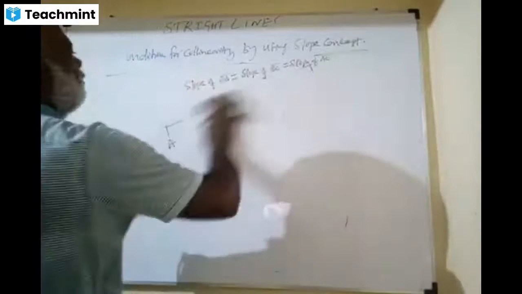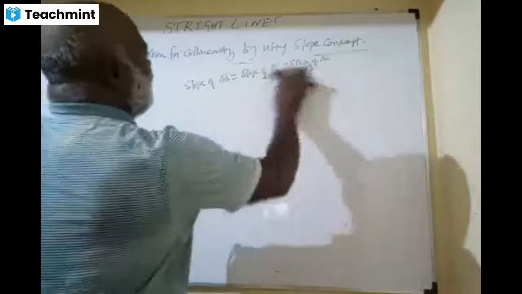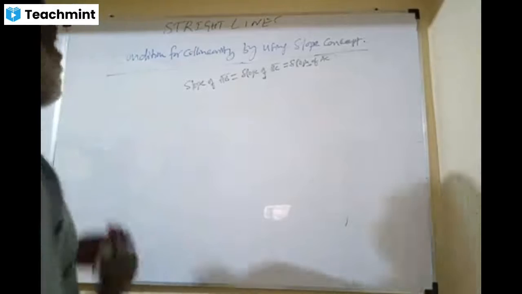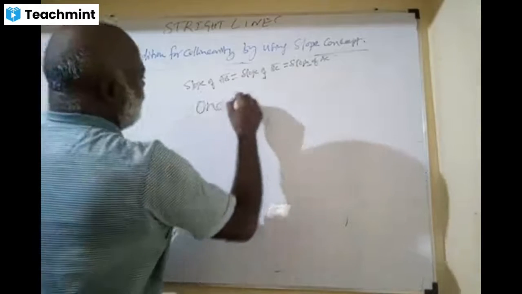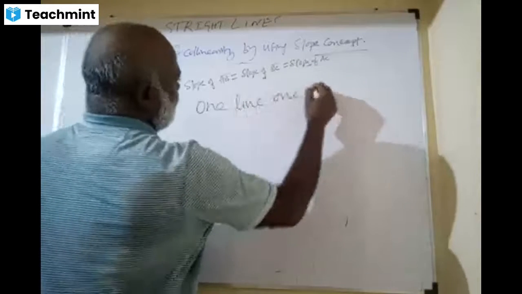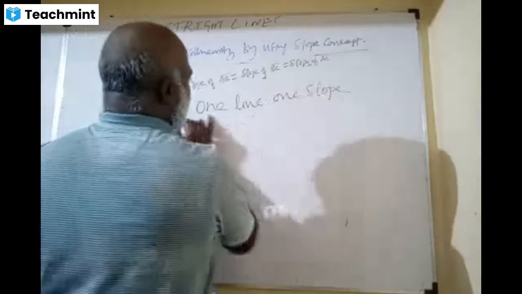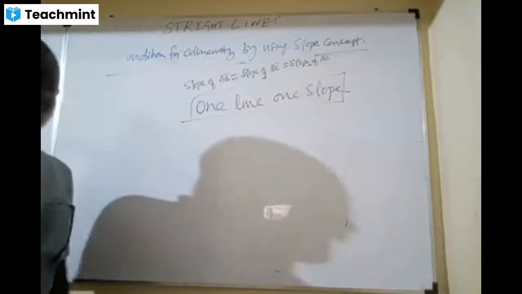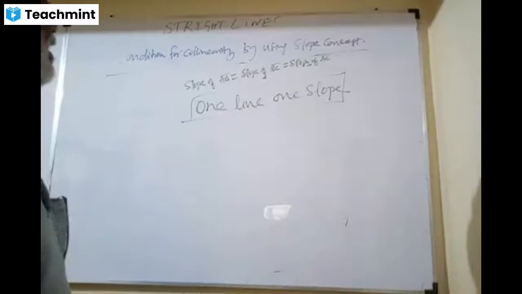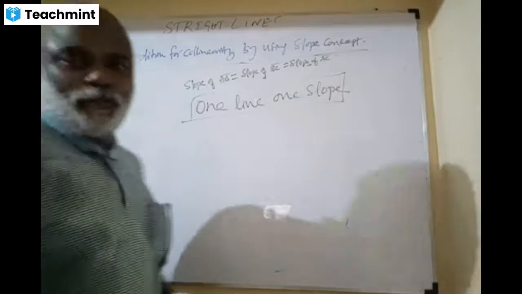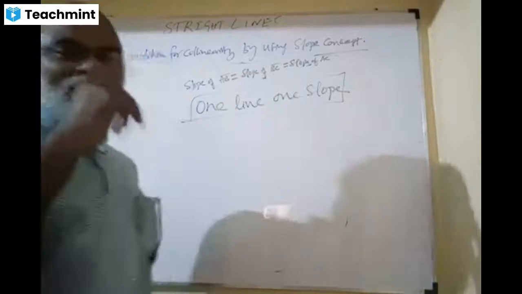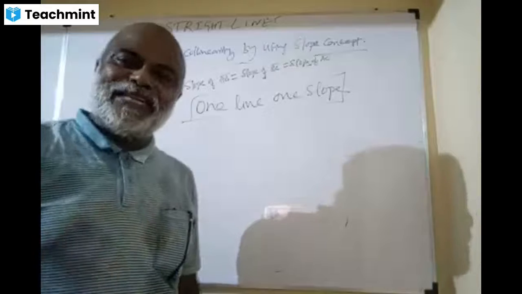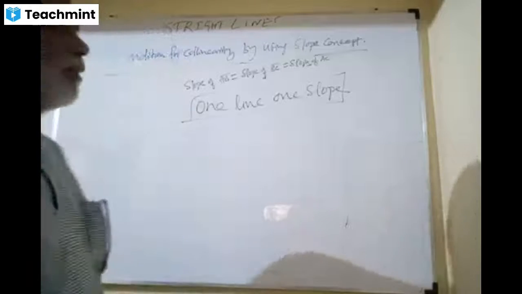So what is the condition for collinearity? Slope of AB is equal to slope of BC, because one line, one slope. In the slogan, please remember: one line, one slope, one nation, one tax. There is only one line, and however many segments you make, all the segments will have the same slope.